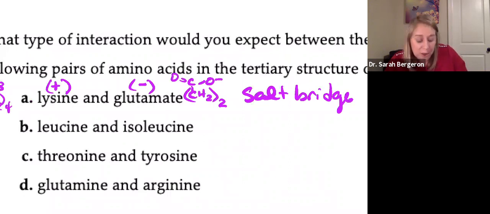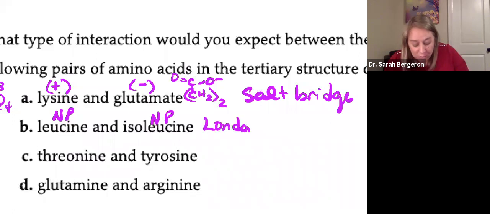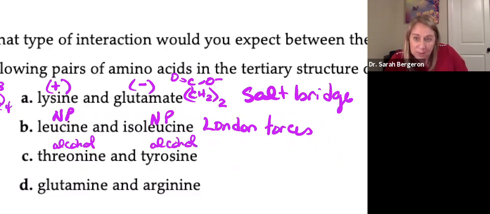Let's see, leucine. Leucine is nonpolar. Isoleucine, it's just a different configuration of the carbons, right? So this is also nonpolar. So the most that could happen between two nonpolars are London forces. Threonine has an alcohol, a hydroxyl group. Okay, so we're going to put that. Tyrosine, another alcohol. So if we have two alcohols, what can they do? They can hydrogen bond. So you can have a hydrogen bond there.